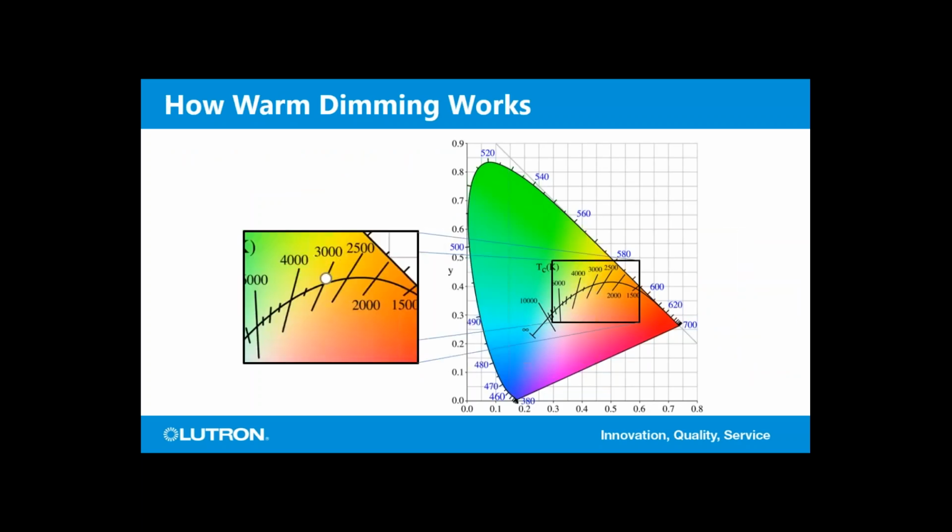How does this work? If we take that chromaticity diagram, if we start at 3000 Kelvin, that would be the full light output. That's about a halogen incandescent. And maybe we dim it to 50%, we're somewhere around 2400 Kelvin. And finally, right before it turns off, we're somewhere in the neighborhood of 2000 Kelvin. That would be how the warm dimming would work on the chromaticity diagram.